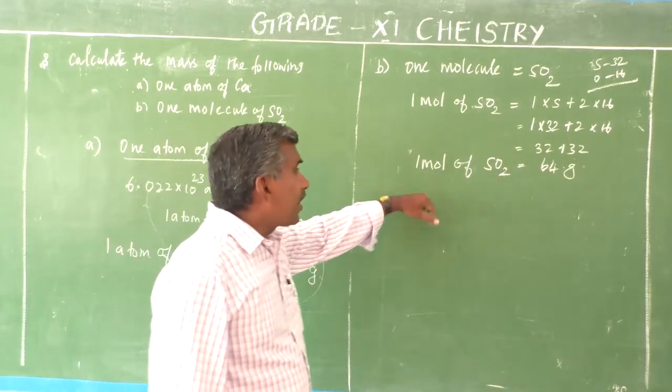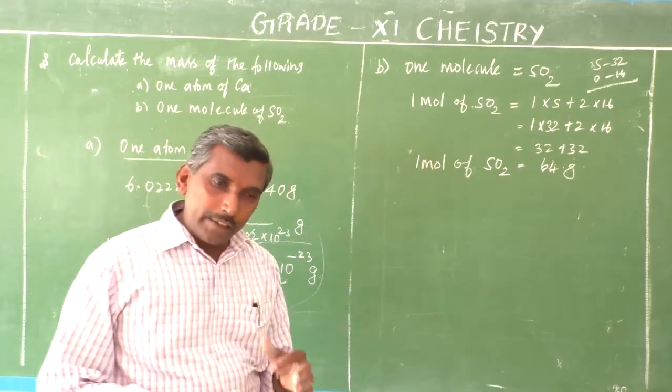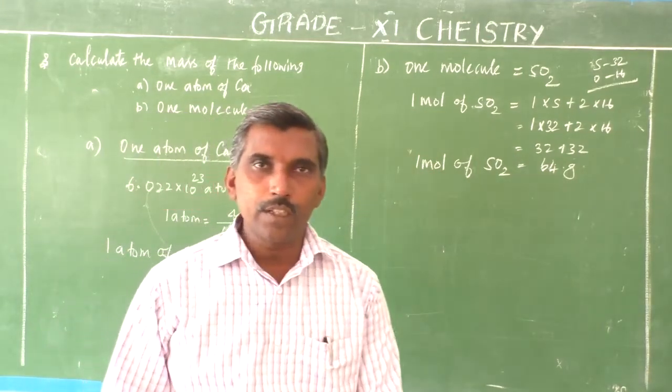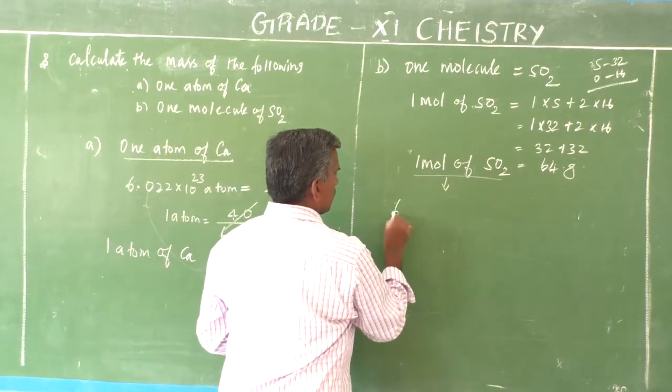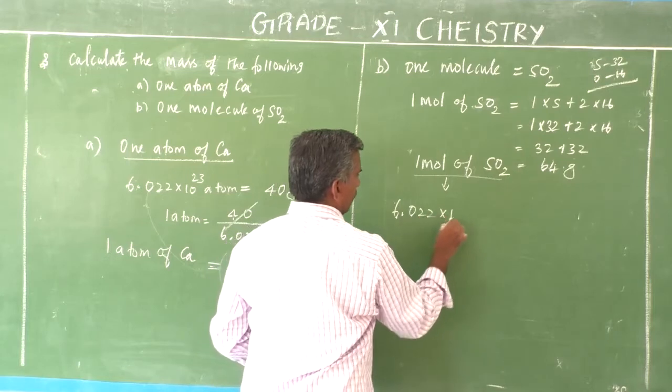Now the question: 1 mole is equal to how many molecules? 1 mole of anything is equal to the Avogadro number of molecules. So 1 mole is equal to 6.022 into 10 power 23 molecules.